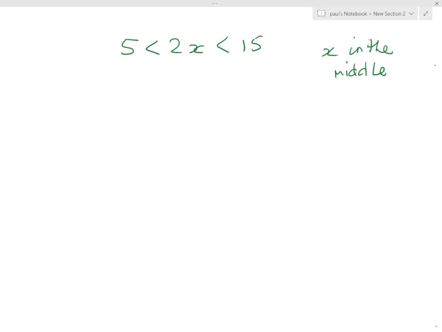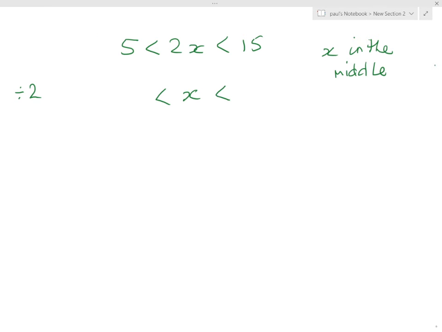So 5 less than 2x less than 15. Now, x is in the middle. What we need to do to find the value of x, or possible values of x, is have a single x in the middle. So we're going to divide everything by 2, and that will leave us an x in the middle.